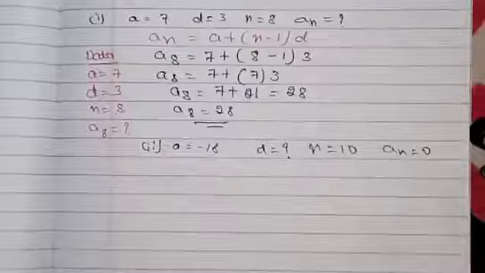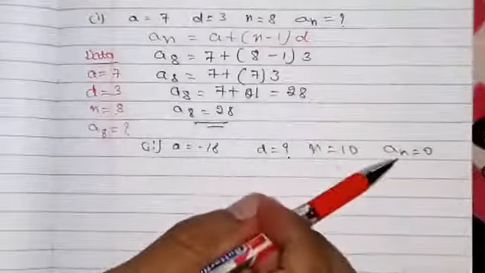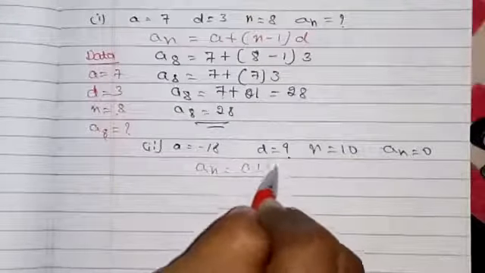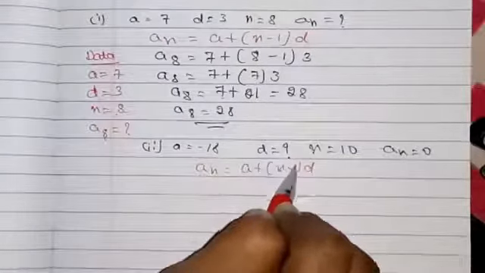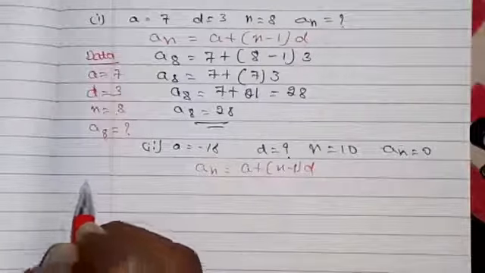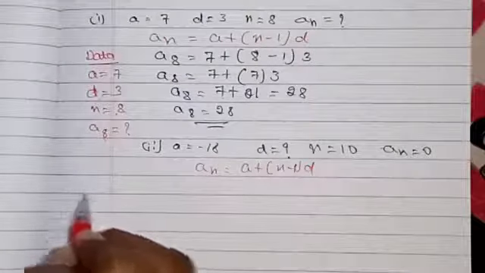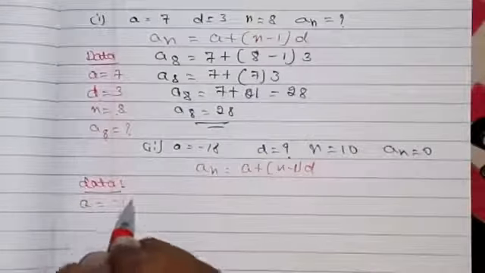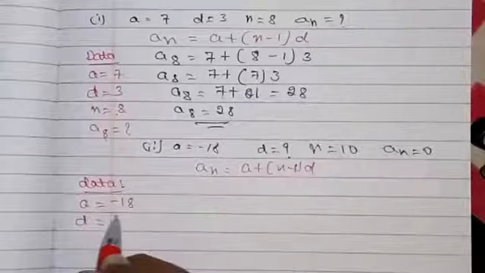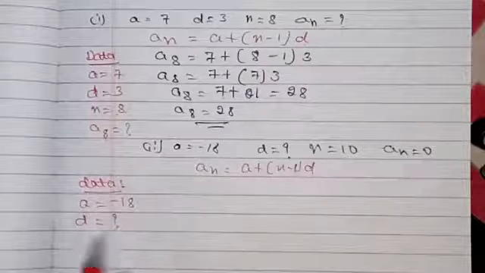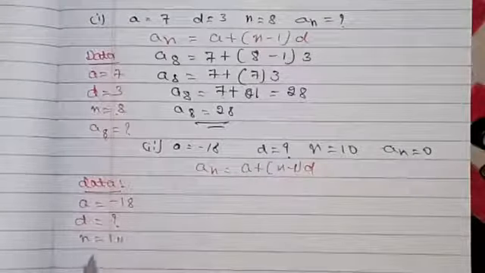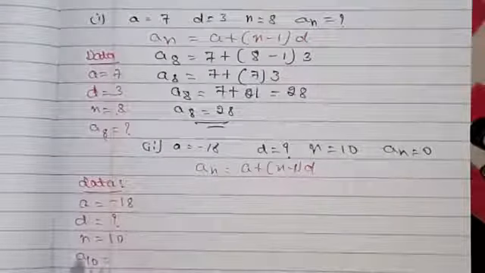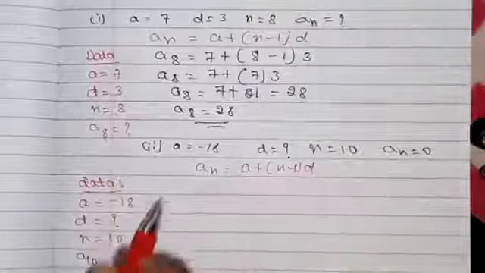Okay, now how to solve it? As usual, write down the an formula. So what is the an formula? An is equals to a plus n minus 1 into d. Now just write down the data on the left hand side, children. So what is the data they have given? a is equals to minus 18. d is equals to question mark, that you need to find out, and n is equals to 10, and n means nothing but the 10th term. The 10th term they have given is how much, 0.